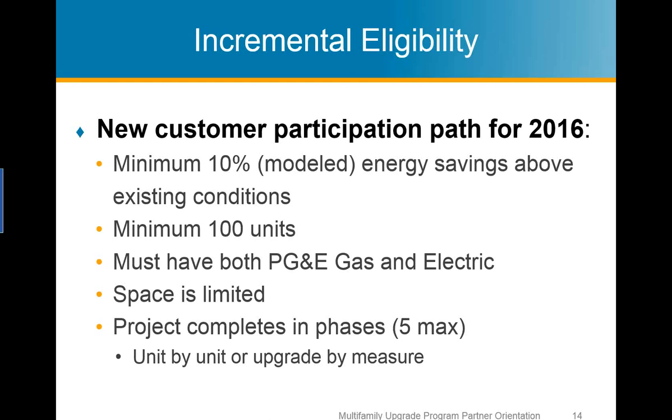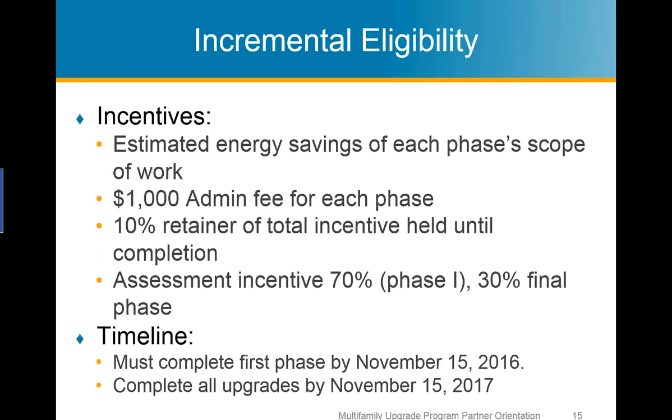The way that this program path works is that the projects are split into phases. There's a maximum of 5 completion phases, and this is designed for properties that are upgrading unit by unit or upgrading by measure across the property. Properties that are doing upgrades building by building are not eligible for this program path and should go through the regular multifamily upgrade path. But if they are completing a certain percentage of units in phases, or doing all upgrade measures in phases, such as windows or refrigerators in one phase at a time, they're eligible to participate in this program.